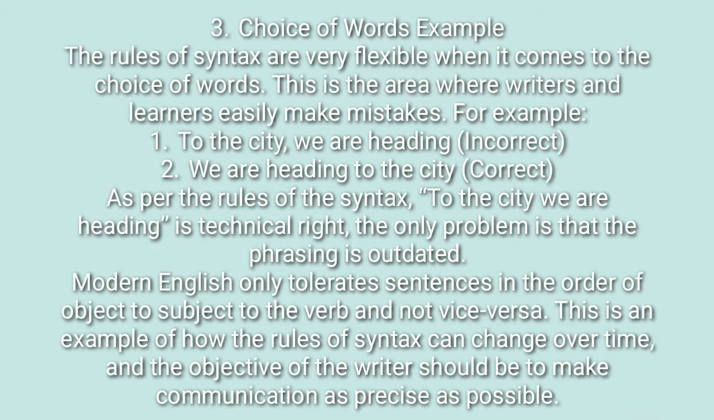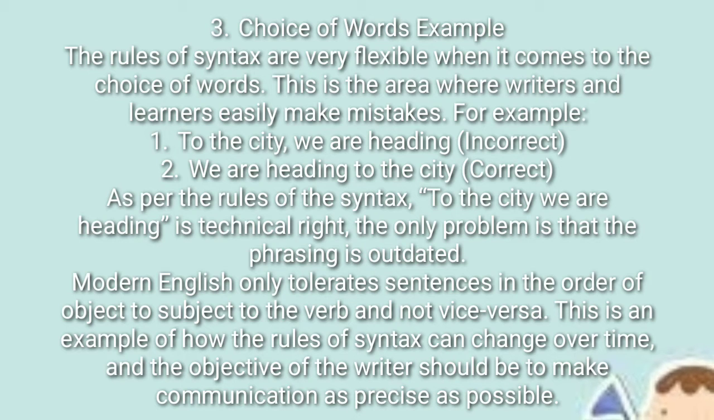Number 3. Choice of word example. The rules of syntax are very flexible when it comes to the choice of words. This is the area where writers and learners easily make mistakes. For example, number 1. To the city we are heading. Incorrect. Number 2. We are heading to the city. Correct. As per the rules of syntax, to the city we are heading is technically right.